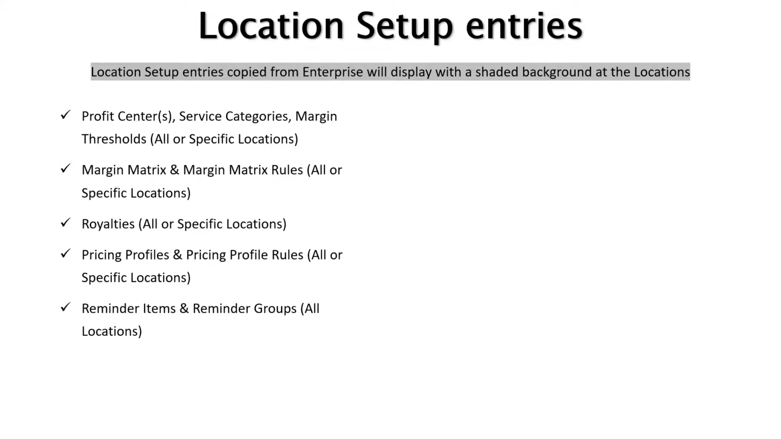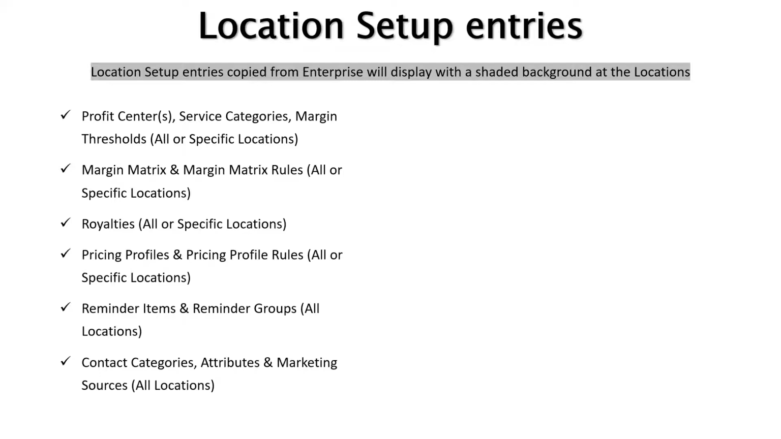Reminder items and reminder groups. This will go out to all locations. This is just simply a way to track maintenance items on vehicles. You can create anything you like and have it tied directly to specific service packages. You can also create groups of items that you wish to track.